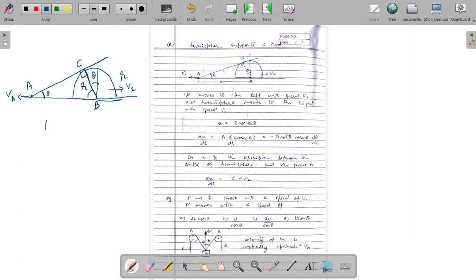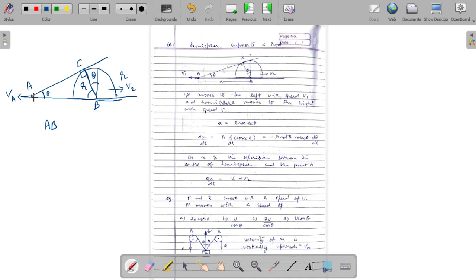So this distance AB, what does it represent? Distance AB represents the distance between the end point of the rod and the center of the hemisphere, right? And this is basically what we want: how the hemisphere is moving to the right and how the rod is moving to the right, what is the relation between them. So shouldn't that be the rate of change of this distance AB?